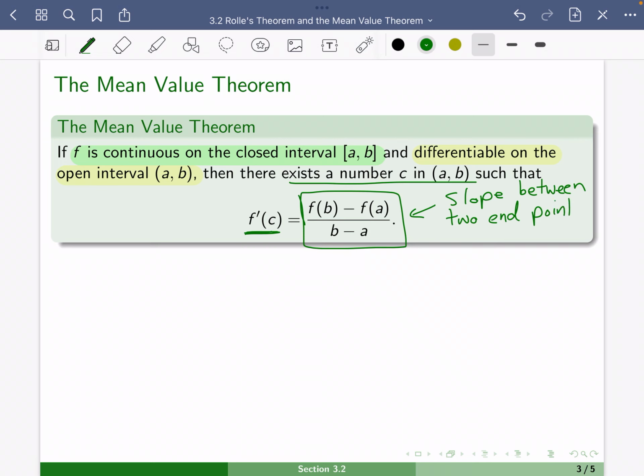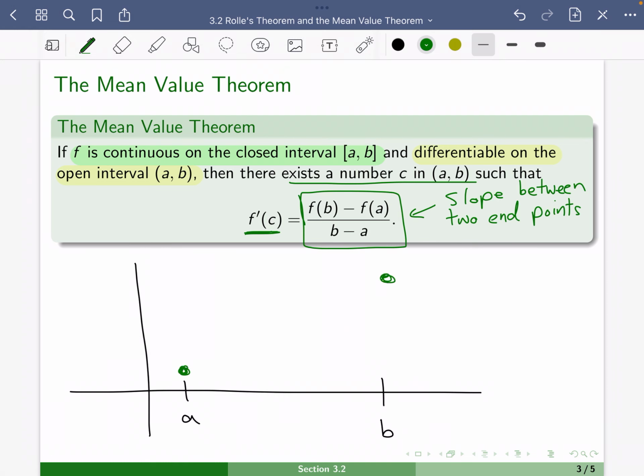So we are guaranteed to have the derivative somewhere on the interior being equal to the slope between the two endpoints. Let's draw another graph. So if this is a and this is b, maybe we have f of a right here, f of b is maybe up here. Then if I were to draw a graph, so maybe my graph looks like that, then we are guaranteed that the slope between those two points shows up as a derivative somewhere on the interior.